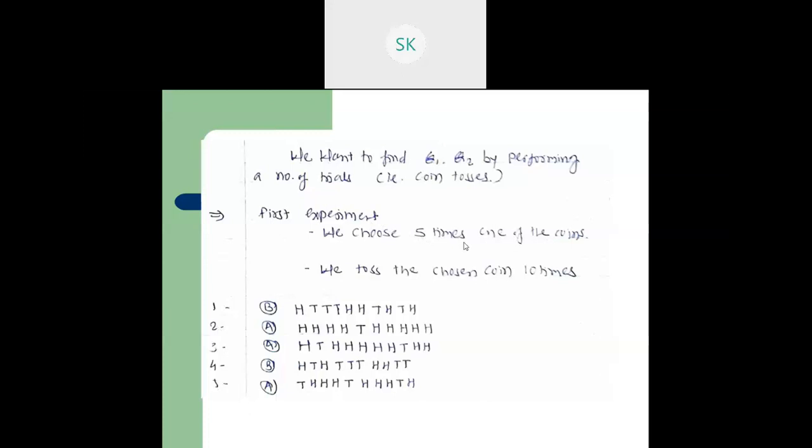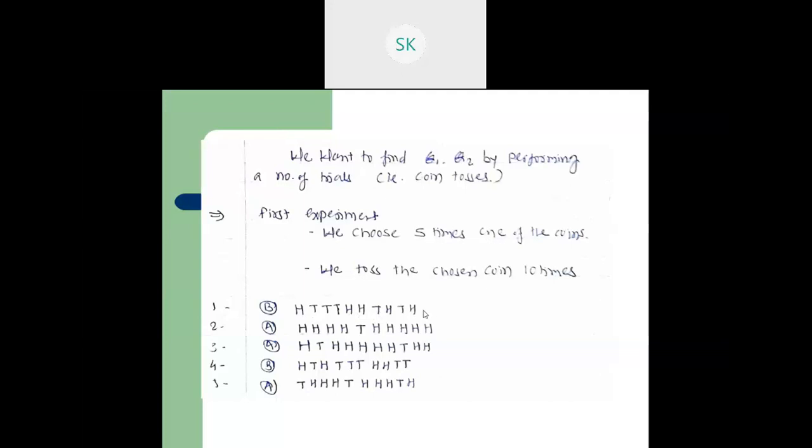known in this experiment. A nomenclature of A and B is used instead of C1 and C2. So coin A and coin B are the two coins. Let's say the first time coin B is tossed and these are the results: first head, tail, and so on. In this way the result is represented.